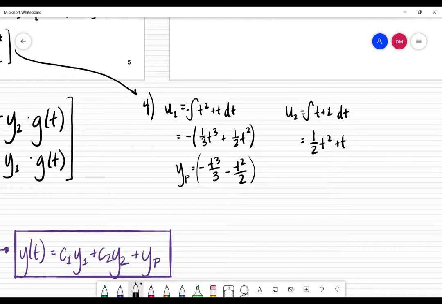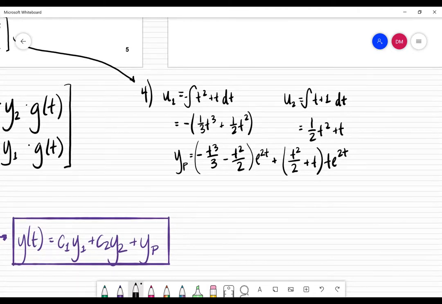And for y sub p here, I have to take that u1 and I'm going to multiply it by y1, which was e to the 2t. And I'm going to take u2 multiplied by y2, which was t e to the 2t. All right, so it got a little ugly, but we're going to go ahead and simplify as much as possible here, because we will have some like terms.